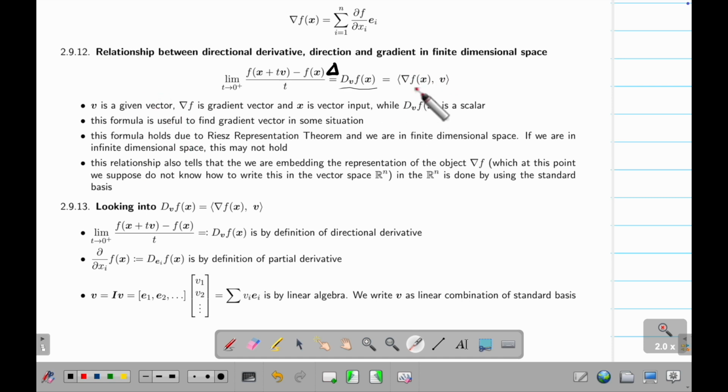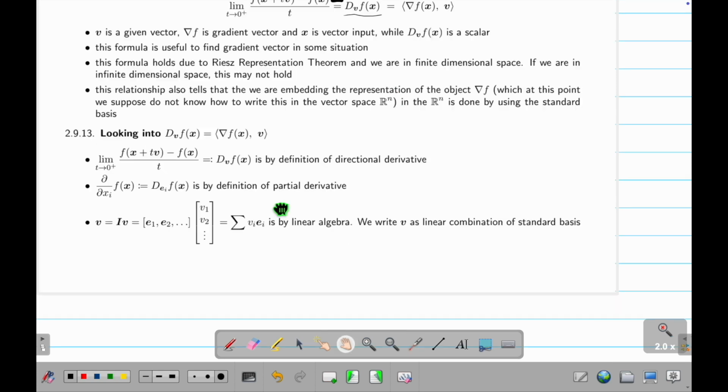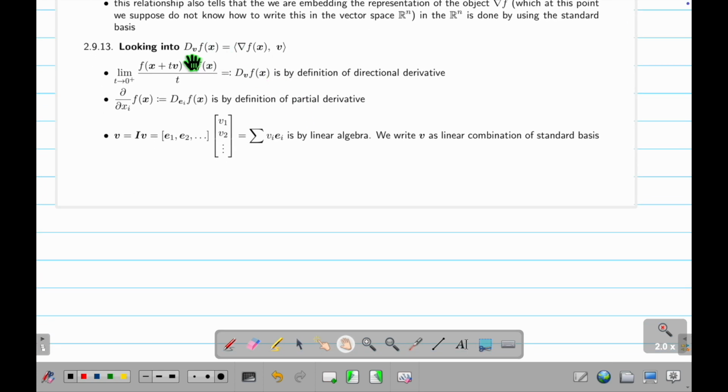These are details. And why is this true? Because of this. If we are in infinite dimension, sometimes we don't have an inner product expression, then this does not work. But those are crazy things. We don't talk about crazy things. We talk about simple things. So we now have this, right? So I want to look into what this is.